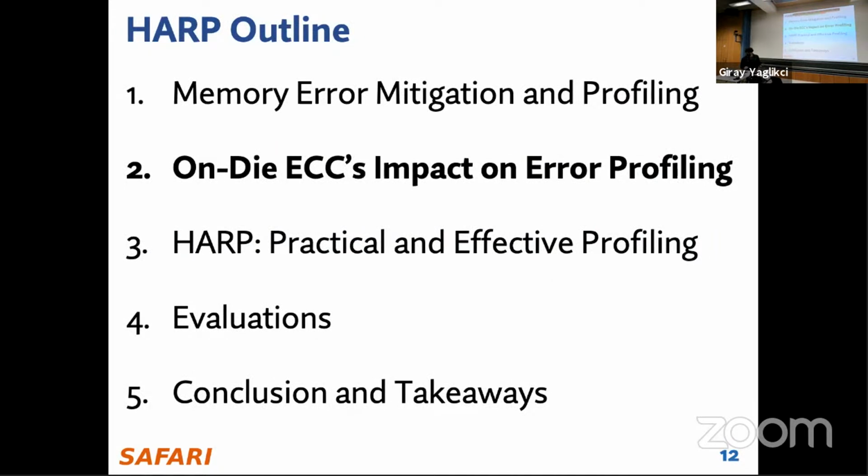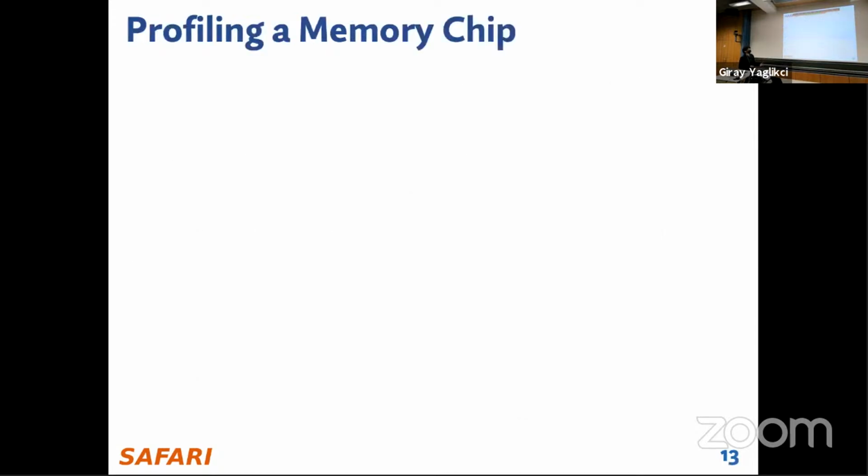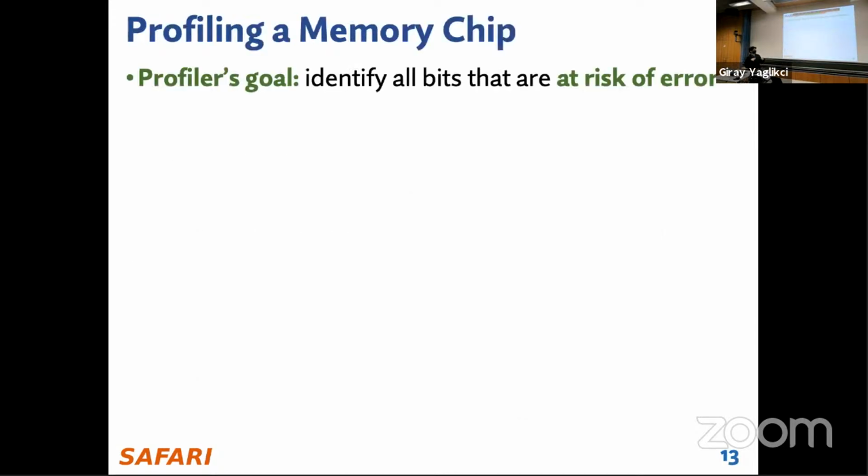Okay, so the next part is where we look at on-die ECC's impact on error profiling. I'm going to walk through a few examples. Let's look at profiling a memory chip. Again, the profiler's goal is to identify all bits that are at risk of error.